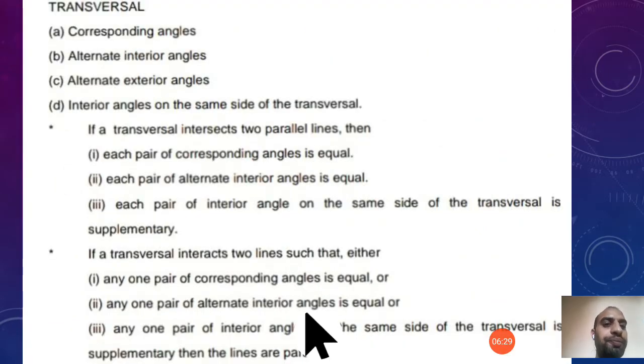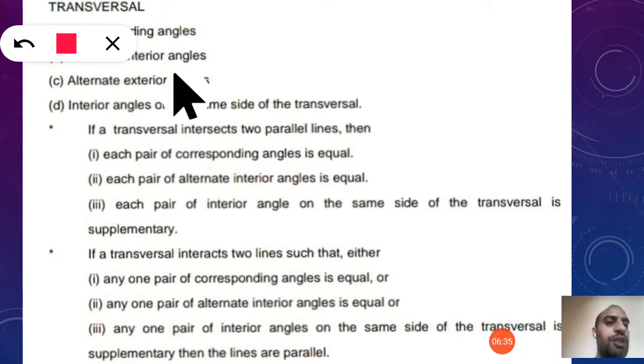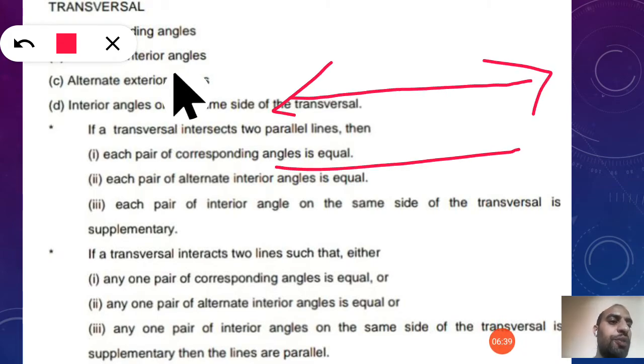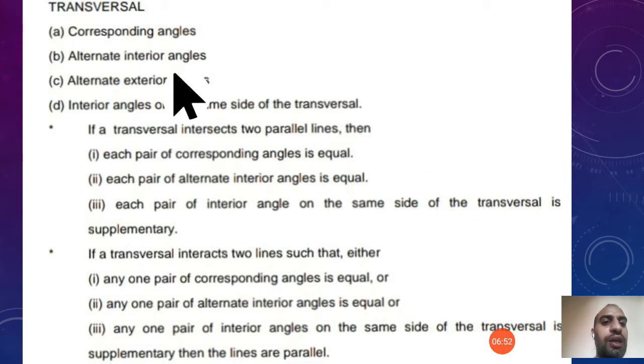After that we have transversal. First you must know the meaning of transversal. If this is the first line and the second line is parallel to it, and then a third line is intersecting both lines, this third line is known as the transversal line. In simple language, a line which is intersecting two or more parallel lines is called a transversal line.